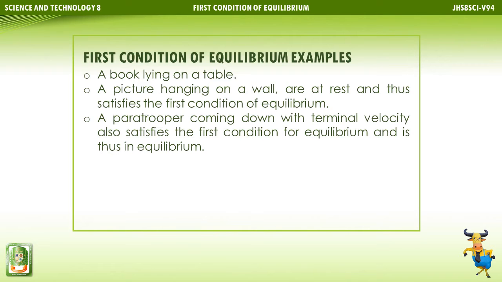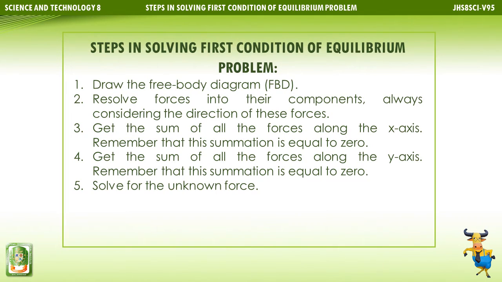First condition of equilibrium examples. A book lying on a table and a picture hanging on a wall are at rest, and thus satisfy the first condition of equilibrium. A paratrooper coming down with terminal velocity also satisfies the first condition for equilibrium, and is thus in equilibrium. Steps in solving first condition of equilibrium problems.